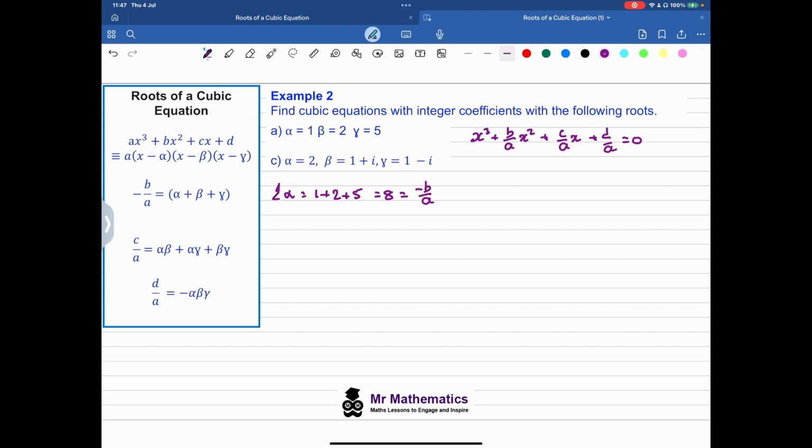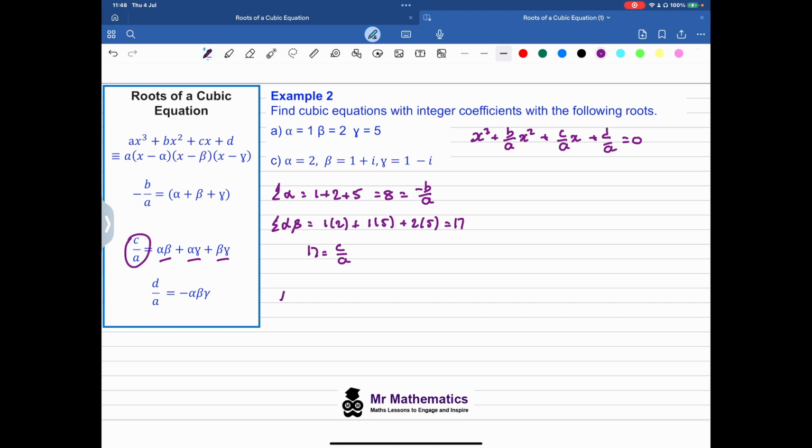We can work out the sum of its product pairs, which we note as the sum of alpha beta, and this will be equal to alpha beta, so 1 lot of 2, plus alpha gamma, so 1 lot of 5, plus beta gamma, so 2 lots of 5, and this will give us 17. So this 17 we know is the c over a term.